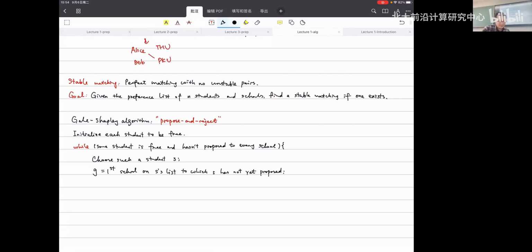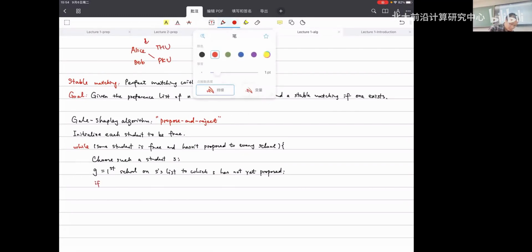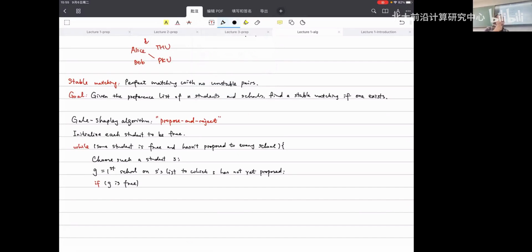But there are going to be different scenarios about the school. For instance, if the school is free, this is really the scenario that we want. If the school that the student likes first, among those the student has not proposed to, is free, then we just assign the student to the school.